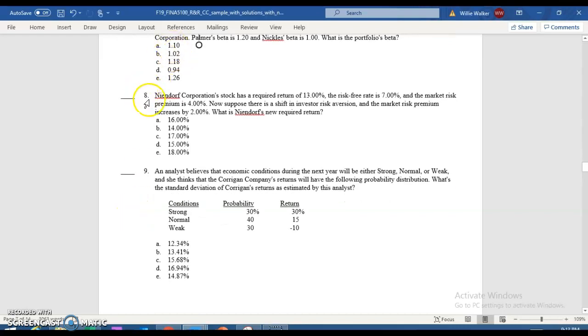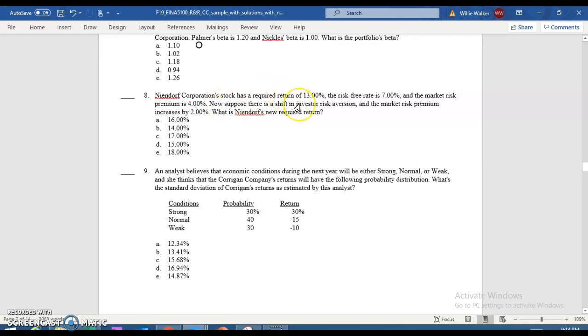So here we are with question 8. We are given, well, what are we trying to find? We're trying to find the required return. So it says Nindorf Corporation stock has a required return of 13%, a risk-free rate of 7%. So we already know we're given a required return, so we must be trying to find something else in the equation that we use. All right, so 13% is our required return, risk-free rate 7%, and the market premium is 4%.